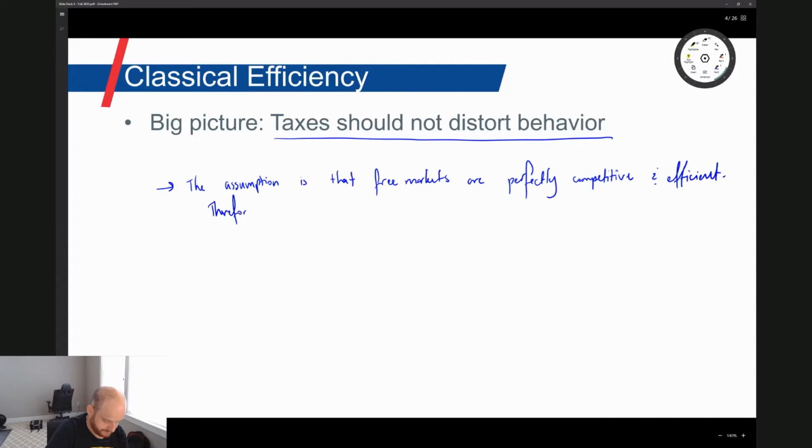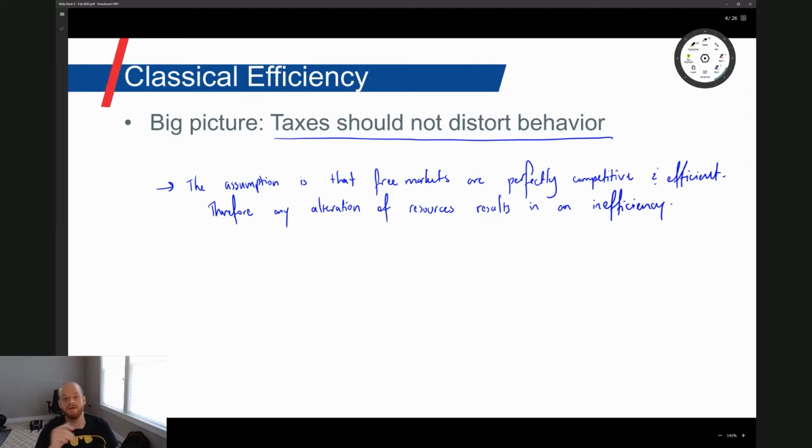Therefore, any alteration of resources results in an inefficiency. All right? Because the belief is that markets, as they are perfectly competitive, perfectly efficient, any alteration of the way that resources are allocated leads to inefficiencies. And taxes, by their nature, would fall under the umbrella of an alteration that influences resource allocation, right? So therefore, taxes would lead to inefficiencies.